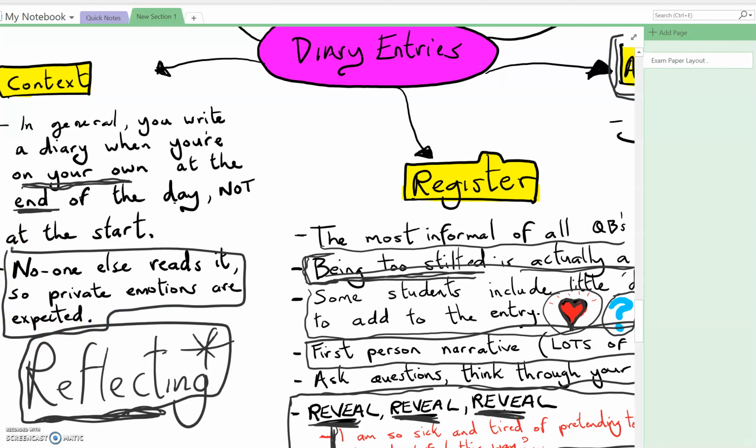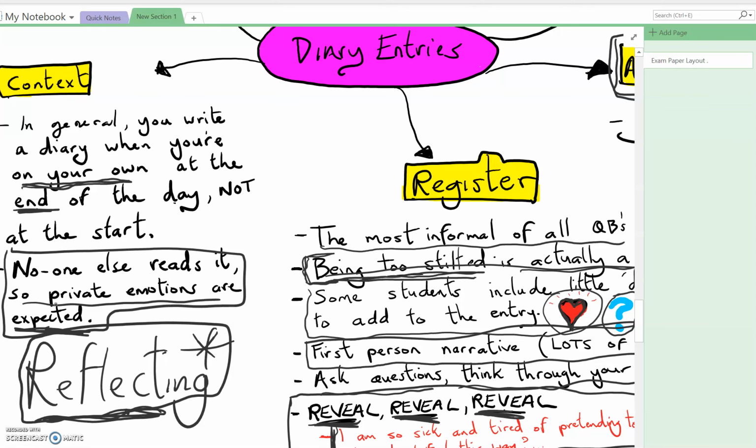No one else will read this diary entry. Now, obviously the examiner will read it, but you have to imagine that the context of a diary is a private document kept in your room that nobody else reads. So if that is the case, you would be very intimate in the diary. You would be very personal and very private. No one else reads it, so private emotions are expected. And that's really, really important.